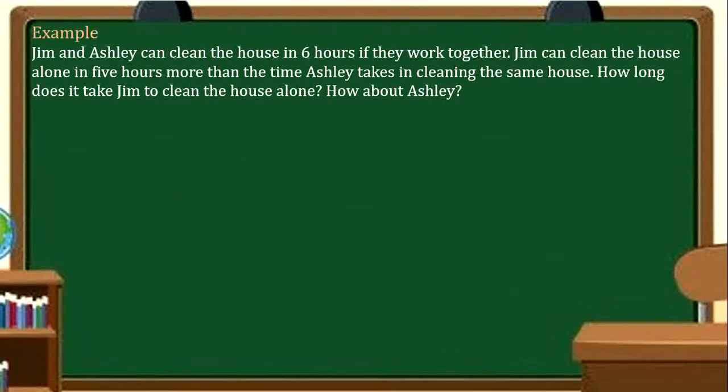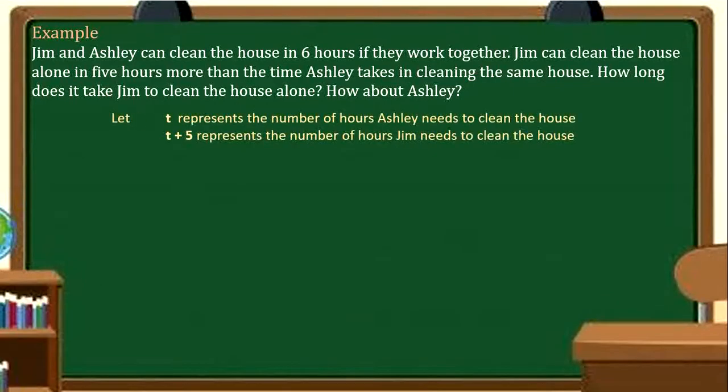Example: Jim and Ashley can clean the house in 6 hours if they work together. Jim can clean the house alone in 5 hours more than the time Ashley takes in cleaning the same house. How long does it take Jim to clean the house alone? How about Ashley? Okay, so let T represent the number of hours Ashley needs to clean the house, and then T plus 5 represents the number of hours Jim needs to clean the house.